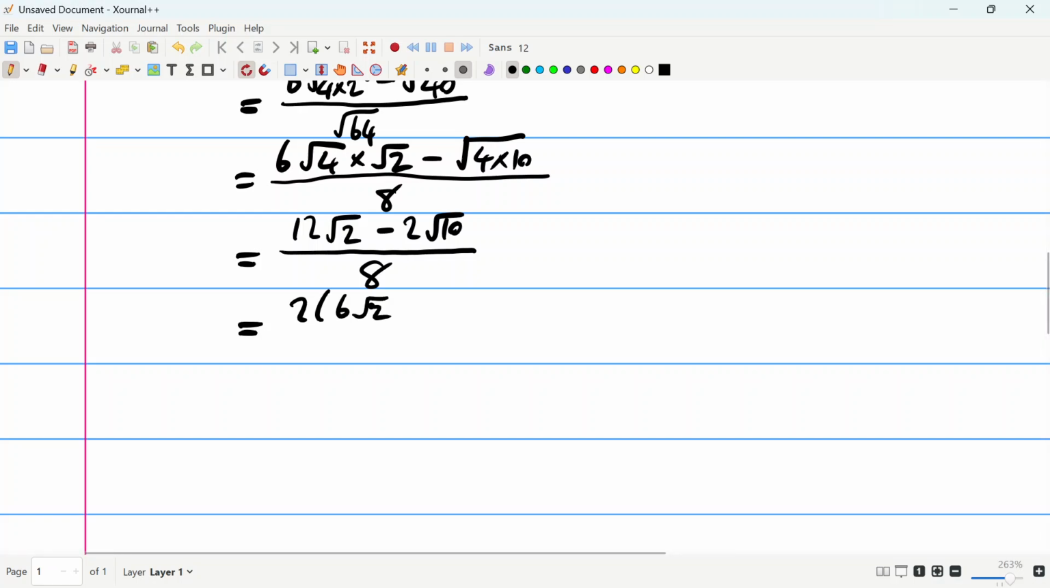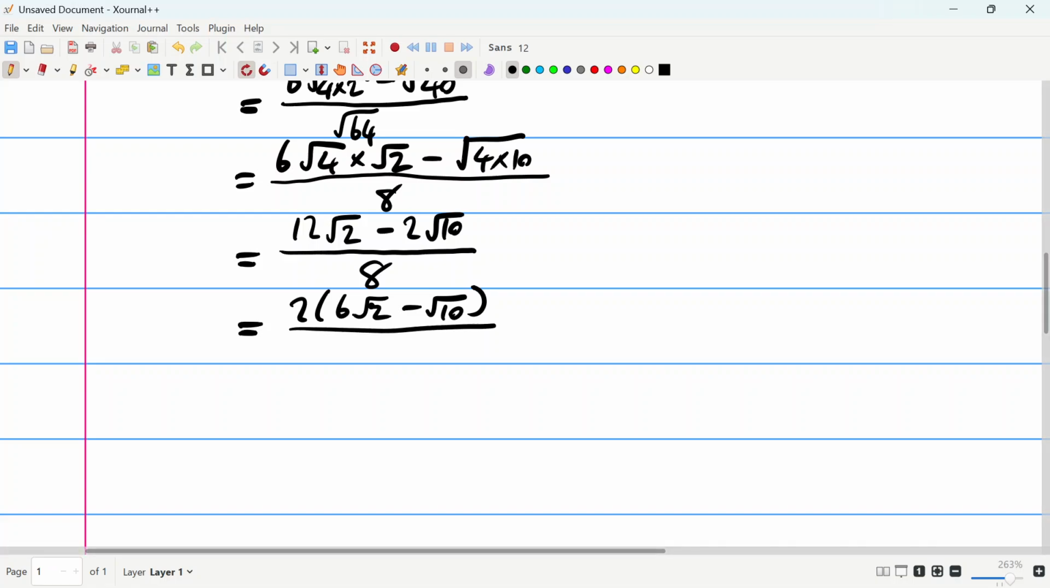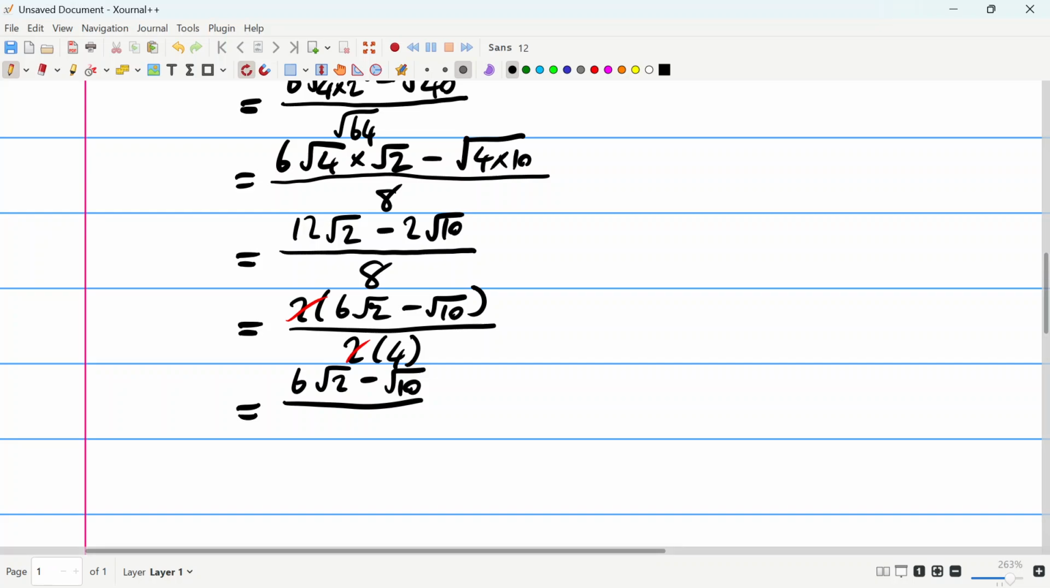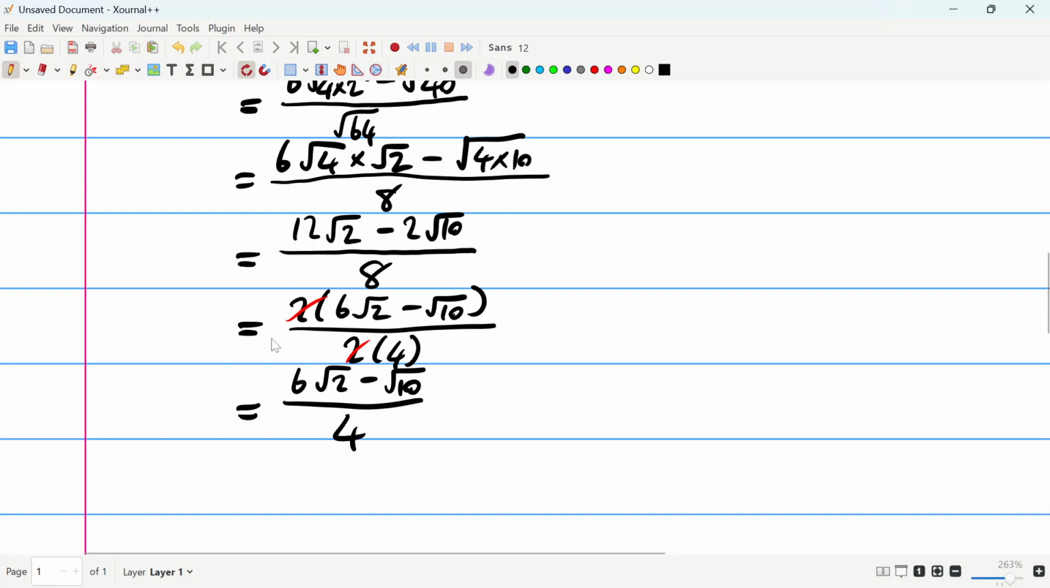It'll be 6 root 2, and then it'll be minus root 10, okay? Divided by 2, take away from 8, which is 4, okay? And then notice we can cancel this out, and then we're left with 6 root 2 minus root 10, sorry, divided by 4. And that is how we rationalize it.